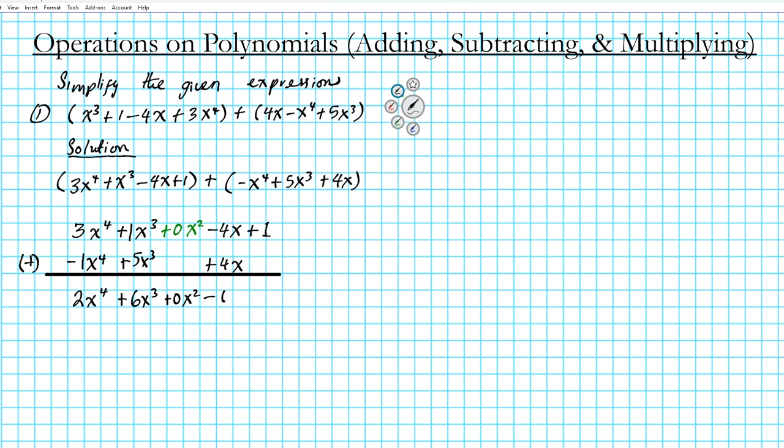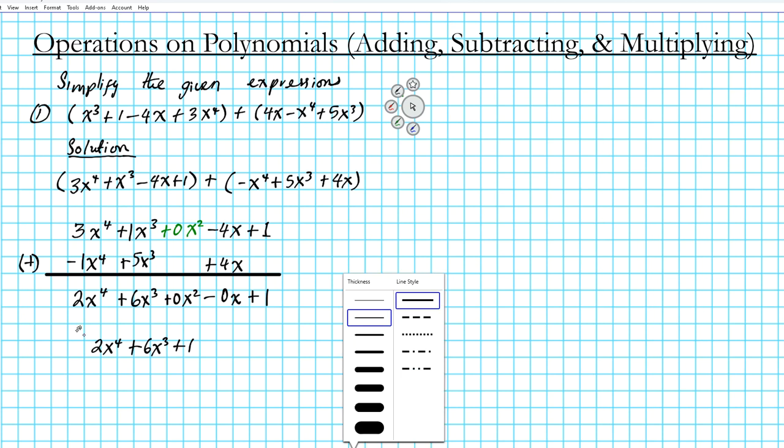So it doesn't really matter the sign that you put. And then 1 plus 0 right here is plus 1. Okay, so the terms with a 0 coefficient do not need to be written in the final solution. So our answer is going to be 2x to the fourth plus 6x to the third plus 1. A quartic trinomial. That's the final answer for question number 1.